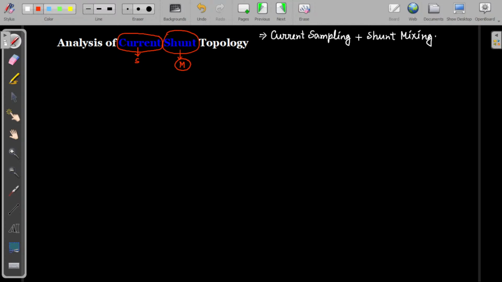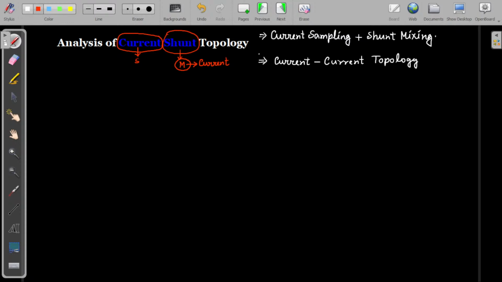Shunt mixing means that current will be mixed. So that's why the name will also be called the current topology.